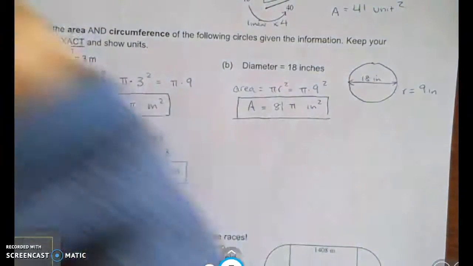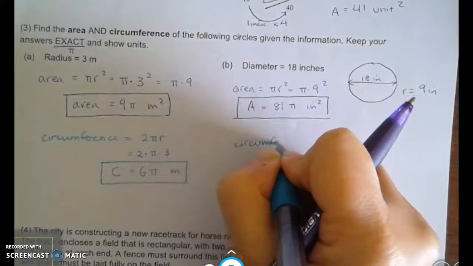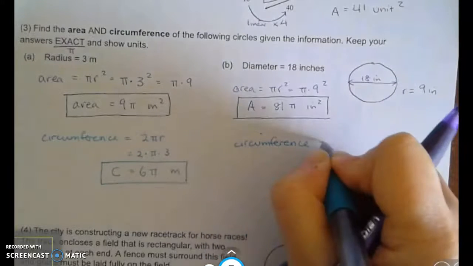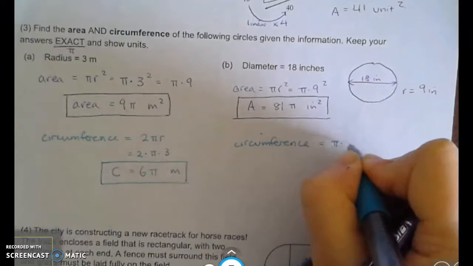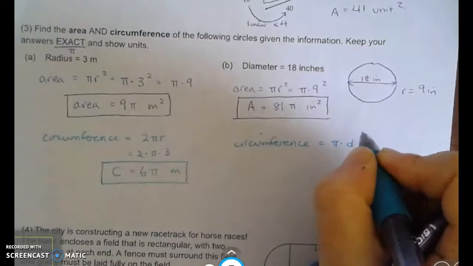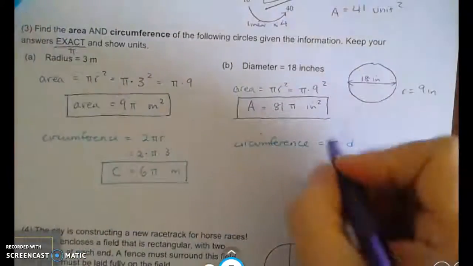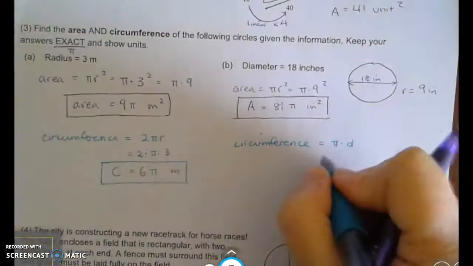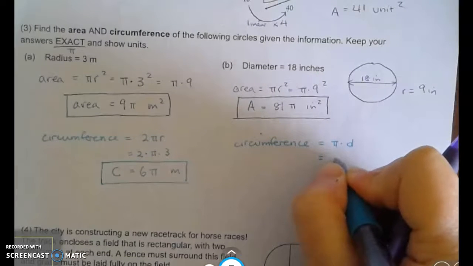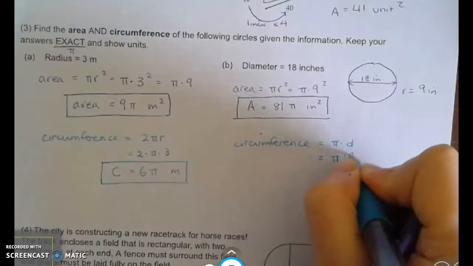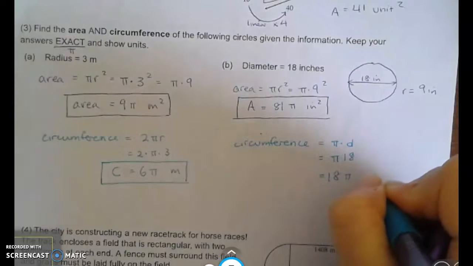And then circumference is 2 pi r, or pi times diameter. This time I am using pi times diameter because the diameter is the length that we're given. So that's pi times the diameter, 18. Pi times 18 is the same as 18 pi inches.